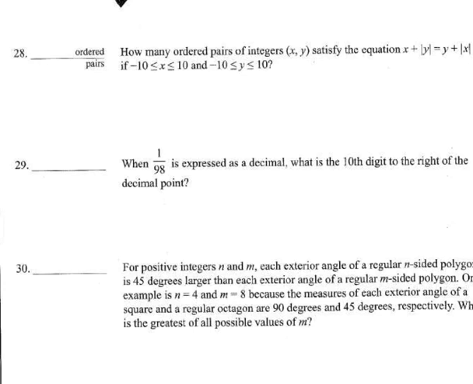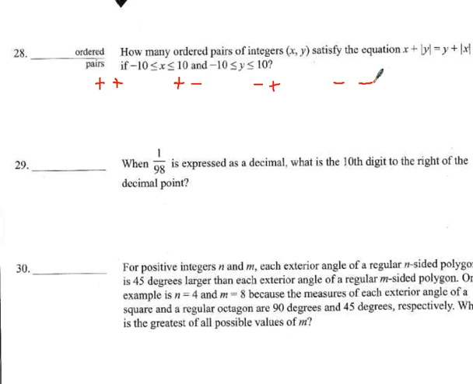So right away, I know that there are 4 different possibilities. I could have 2 positives, I could have a positive and a negative, a negative and a positive, or 2 negatives. So let's take a look at each situation.